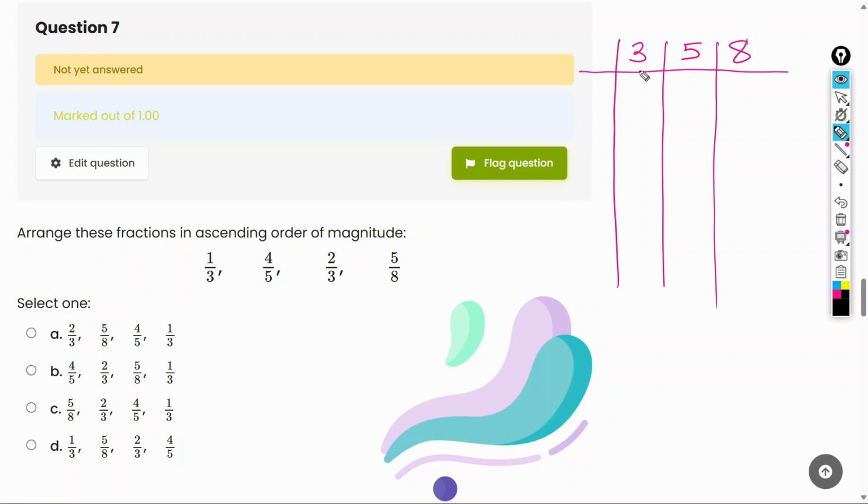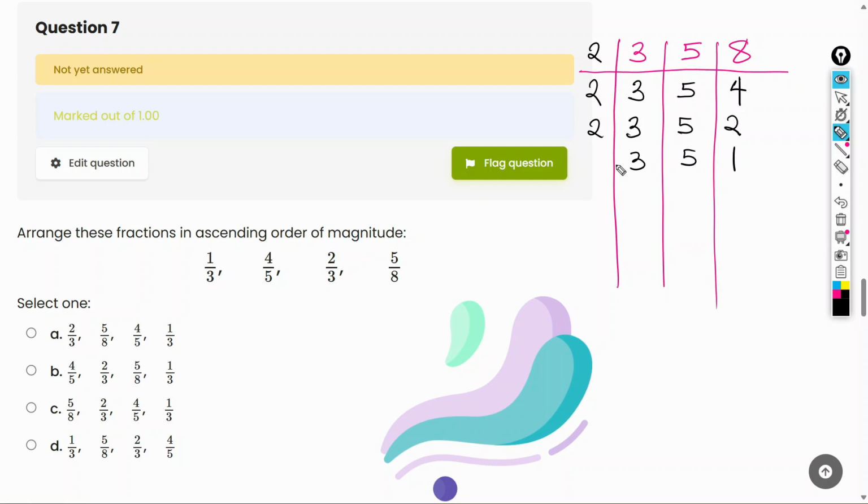So 2 can go into something here. 2 into 3, it wouldn't go. We bring down 3. We also bring down 5. It wouldn't go. 2 into 8 is 4. We go again with 2. We bring down 3, bring down 5. 2 into 4 is 2. We go again with 2. Bring down 3, bring down 5. 2 into 2 is 1.